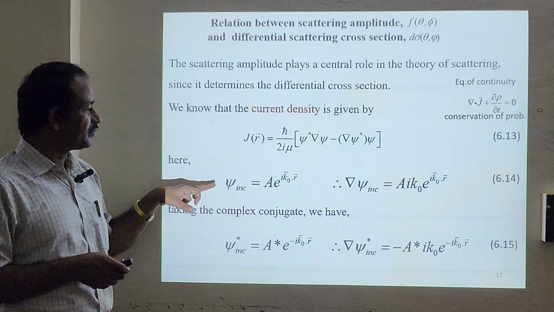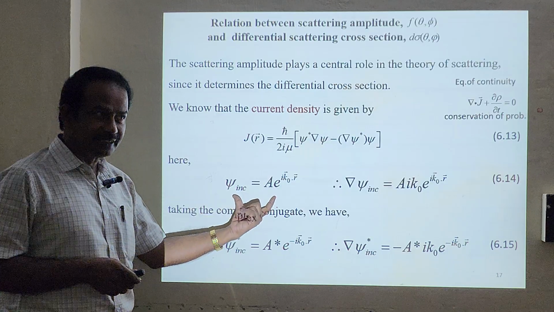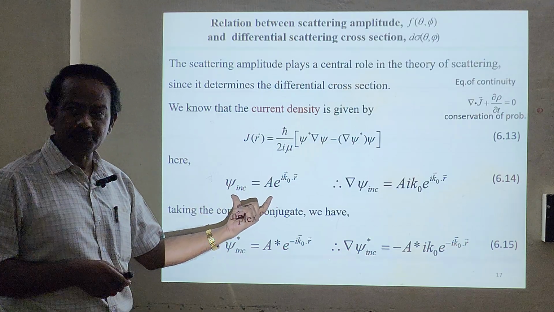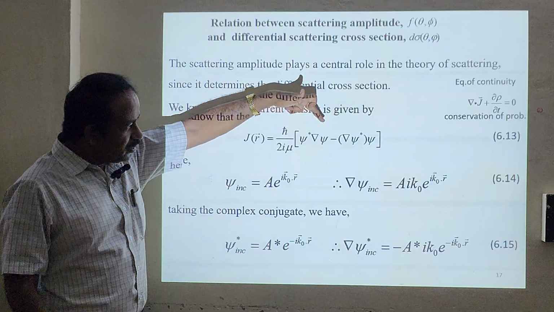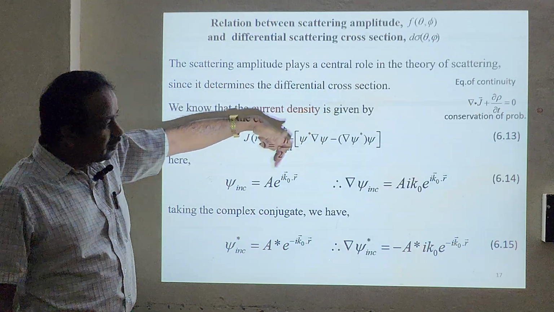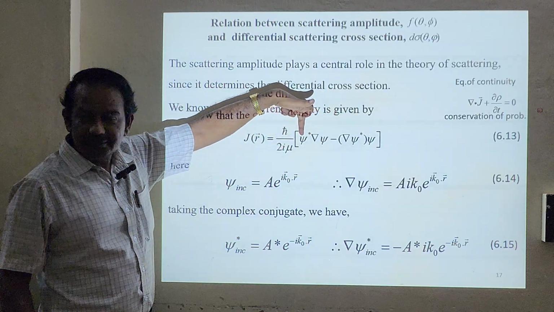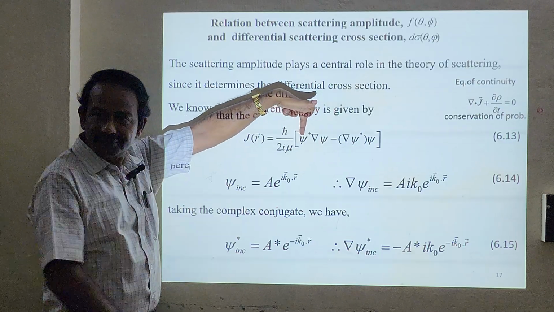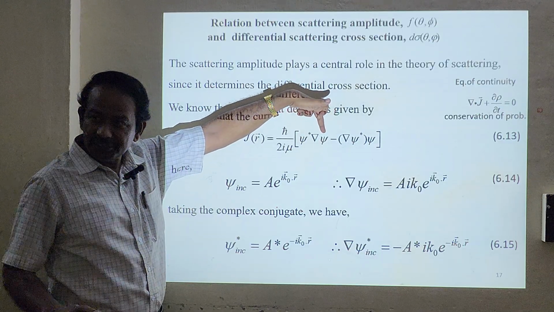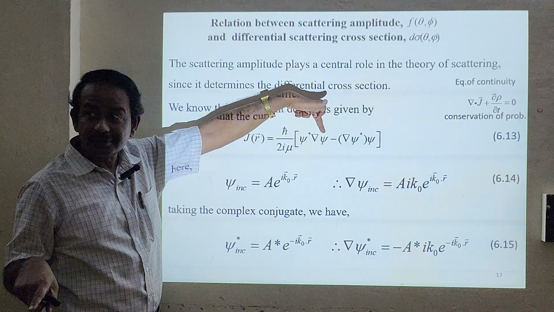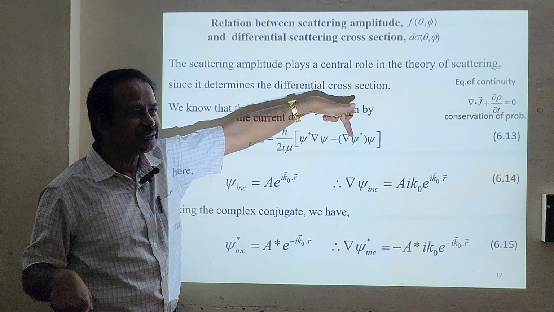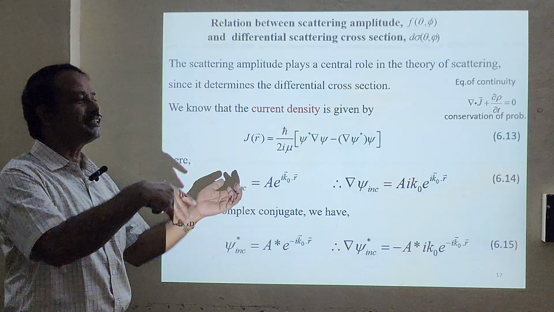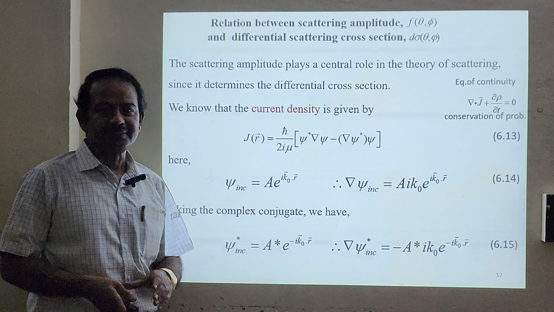So psi incident we know already. Psi incident is given by a plane wave, a e power i k naught r. So psi is known, correct? What would psi star be? We just take the complex conjugate of this. What would del psi be? Differentiate with respect to r. Take the complex conjugate, that will give you del psi star. Substitute all the expressions and get the current density, j incident.